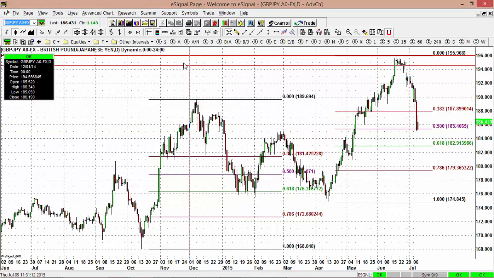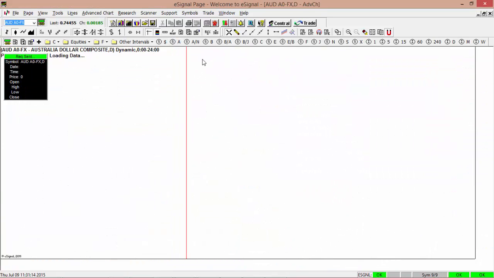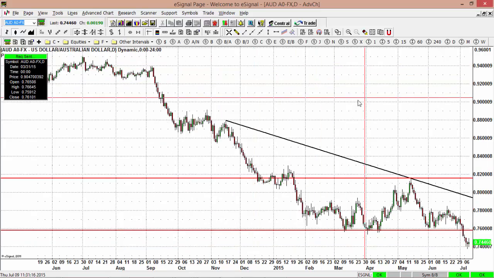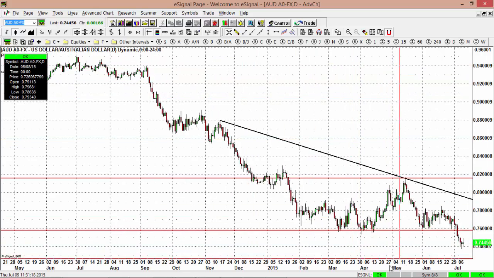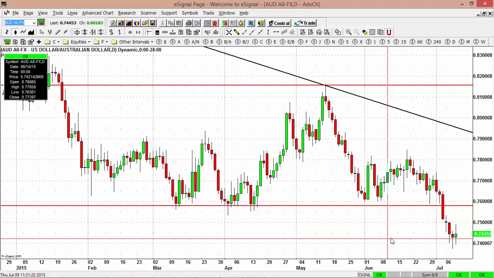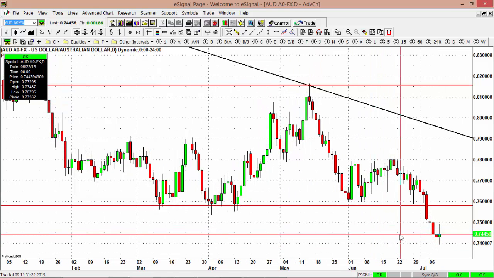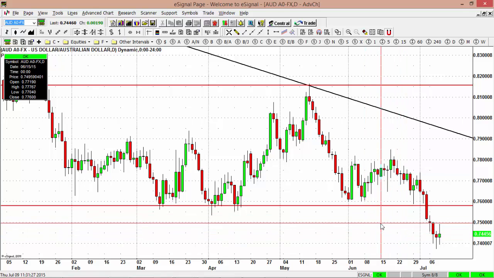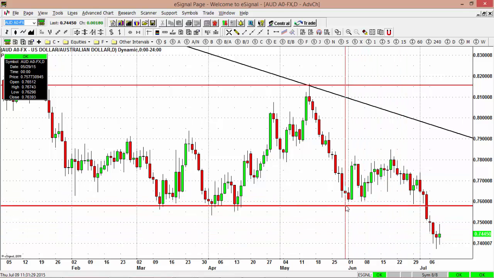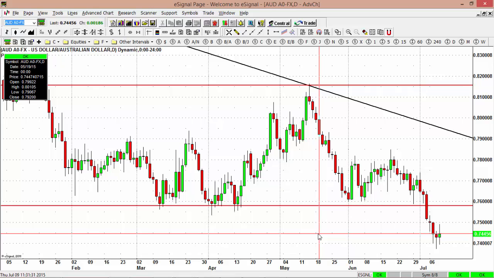Taking a look at the Australian dollar, we see that the market, after the decline yesterday, does not have much follow through as of yet from the breakdown. And bear in mind that this market could well come back up and test the breakdown point, which is around here. That's all in the realm of possibility, and you could get a rejection off of that.